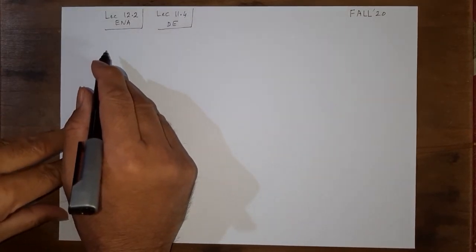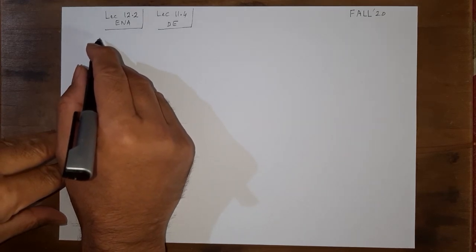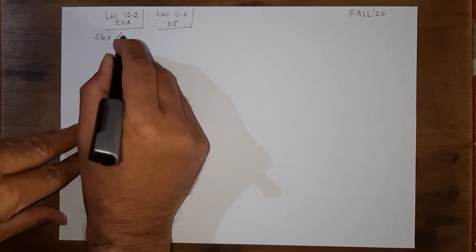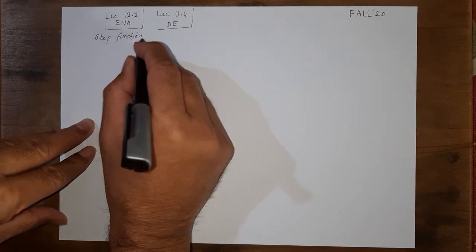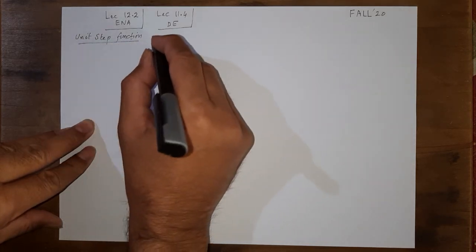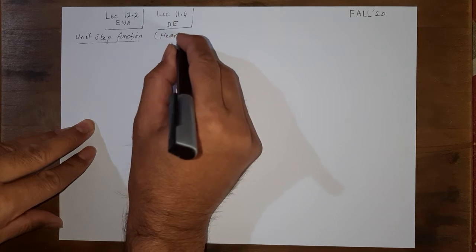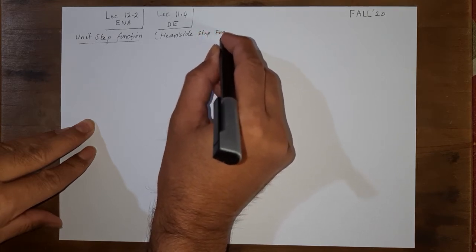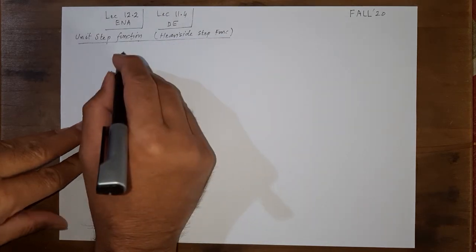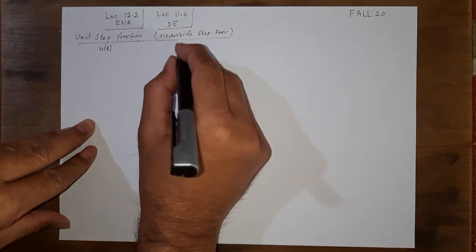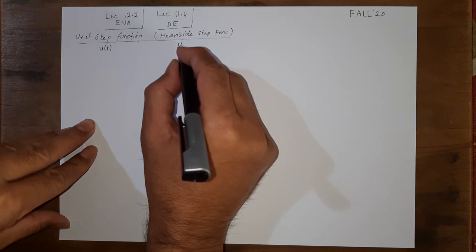In our study of the Laplace transform, today I am going to introduce the step function. In fact, it is called the unit step function. It is also called the Heaviside step function. A unit step function is represented by u, and the Heaviside step function is defined as u0(t).